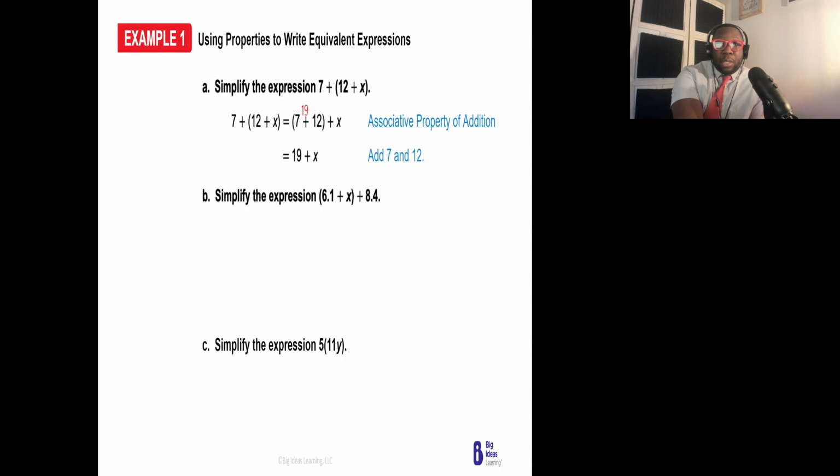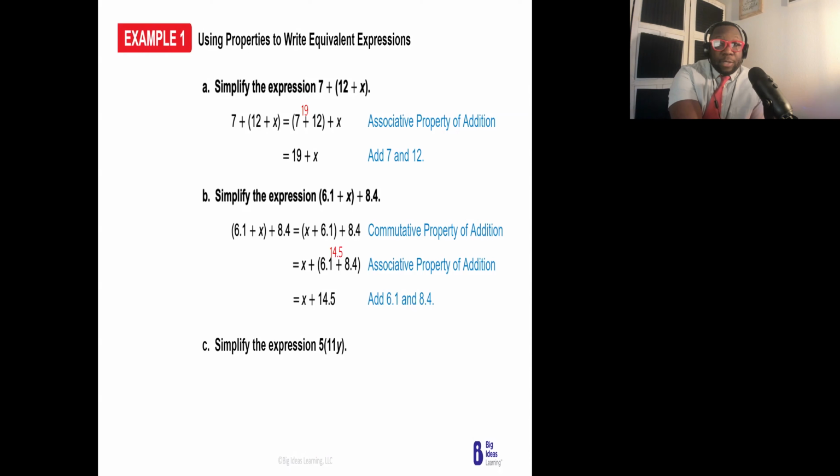When we look at letter B, again, what are the terms that are the same? 6.1 is a constant. 8.4 is a constant. x is a variable. So we can add the two constants together. 6.1 plus 8.4 gives us 14.5. And x is by itself. So that is the equivalent expression: x plus 14.5. They're two different things. We have constants, and then variables. We don't add the constants and the variables together. We just leave them as they are.